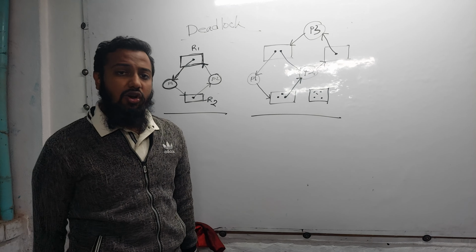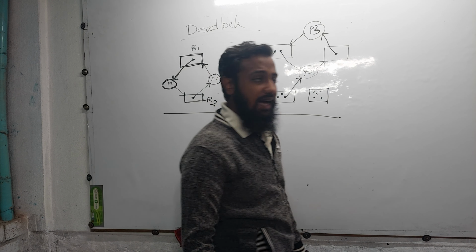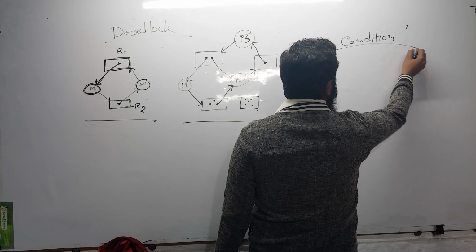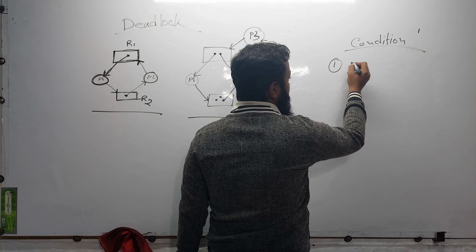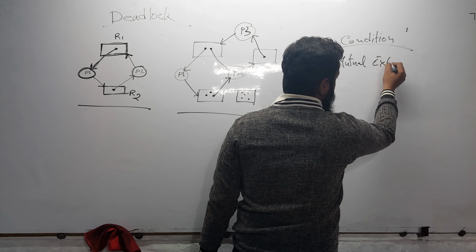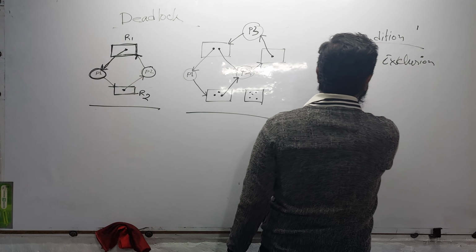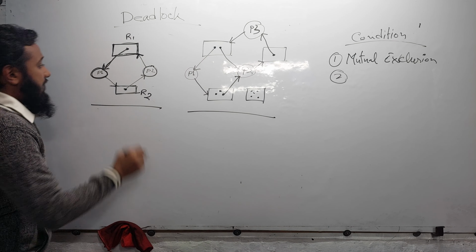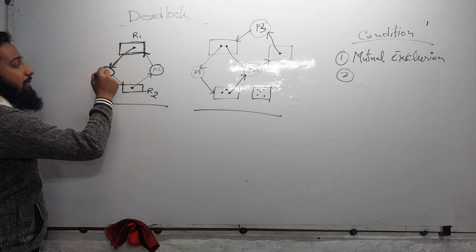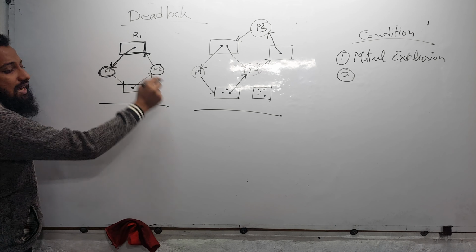For the presence of deadlock in a system, there are four conditions which should be met, and they are: first one is mutual exclusion. This means that only one process can execute at a time.